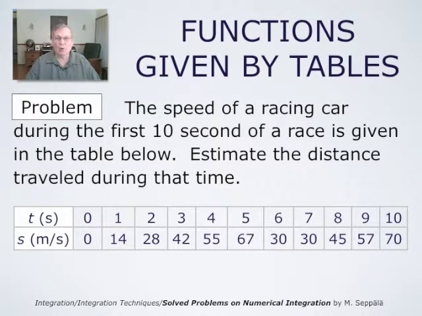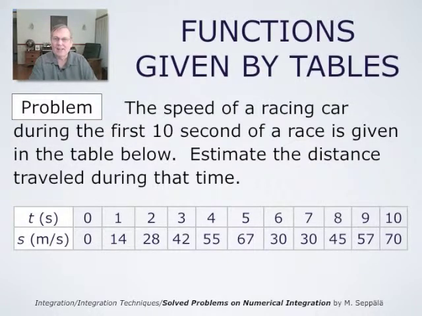In this problem, we have to deal with a function whose values are given by a table. The speed of a racing car during the first 10 seconds of a race is given by this table below. Our task is to estimate the distance traveled during this time. The speed at time t equals 0 is 0 meters per second. At t equals 1 second, the speed is 14 meters per second, and so forth.